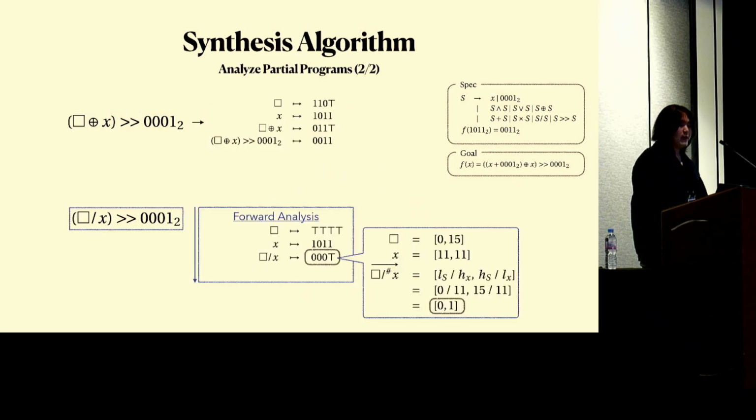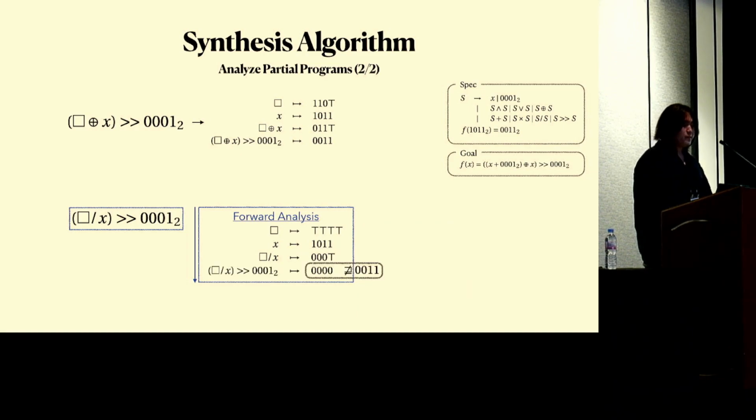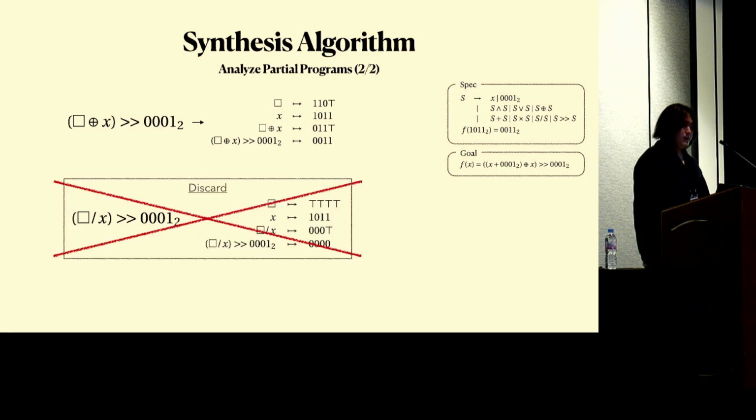Let's move on to the other partial program. The forward analysis reveals that the abstract value of the expression hole divided by x is 0 0 0 top. Because the right shift abstract value of 0 0 0 top is 0 0 0 0, which does not subsume the desired output, we can safely discard this partial program.